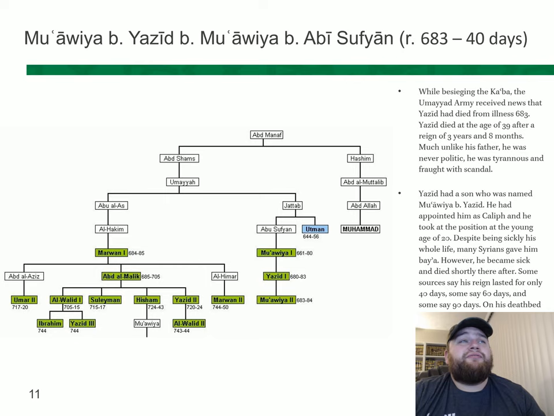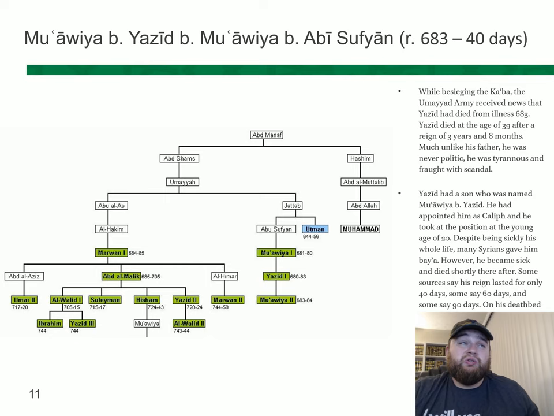And he had a son whom he named Muawiyah bin Yazid. So this is Muawiyah bin Yazid bin Muawiyah bin Abi Sufyan. And he reigned for a whopping 40 days. He was appointed as caliph, and he was only 20 years old when he took that position. And he was sickly his whole life.